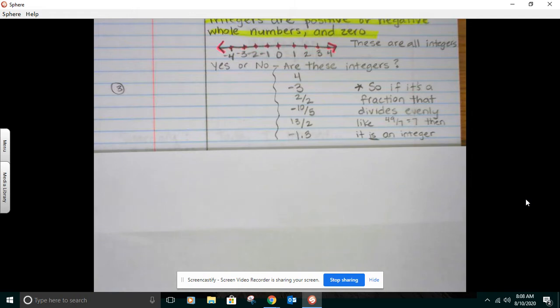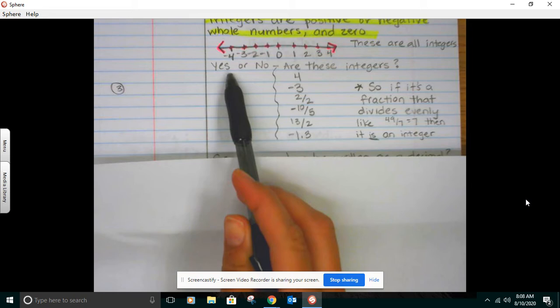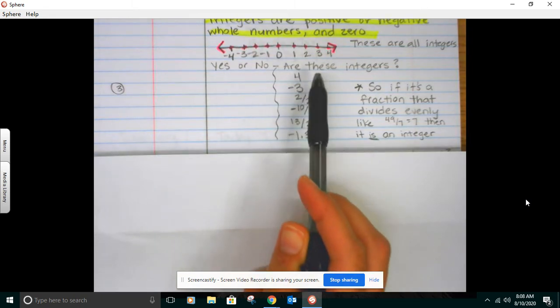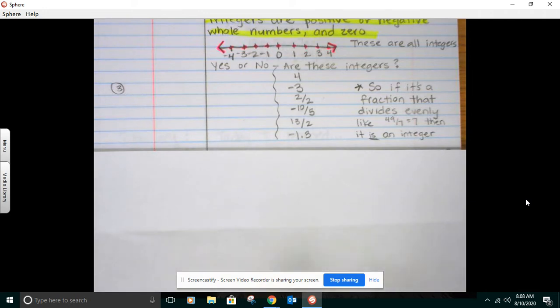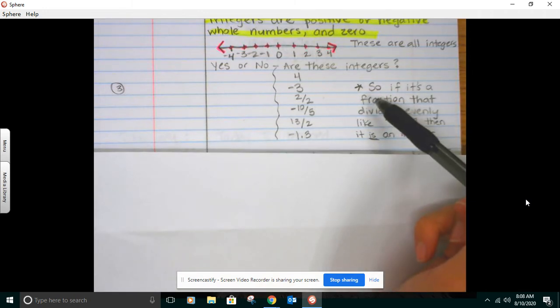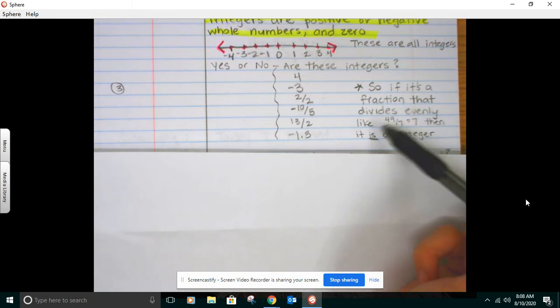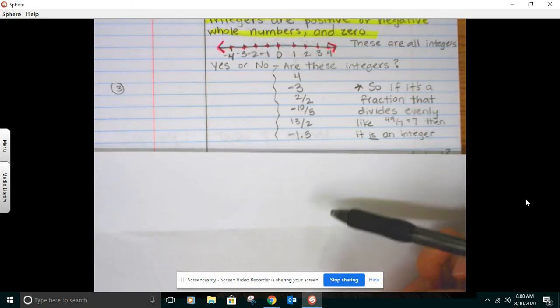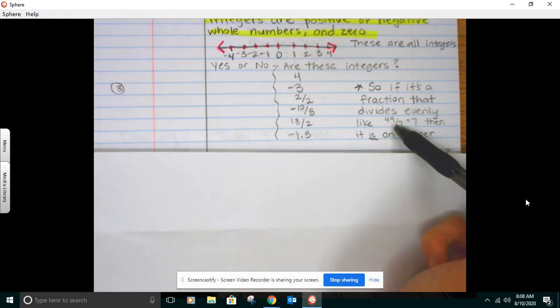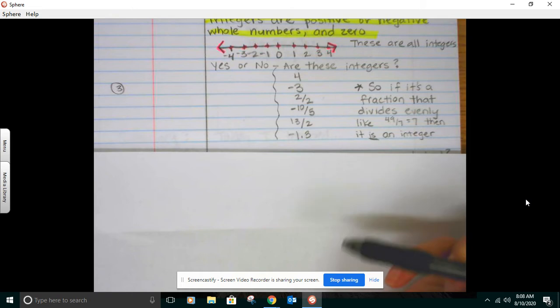All right, so hopefully you paused and wrote this down. Each one is either yes or no. We have 4, -3, 2/2, and so on. I'm going to first read this little part at the side. It says, if it's a fraction that divides evenly, like 49/7 equals 7, then it is an integer. So let's think about it. If we do see a fraction, but it actually could equal a whole number, either positive or negative, then it would be an integer.